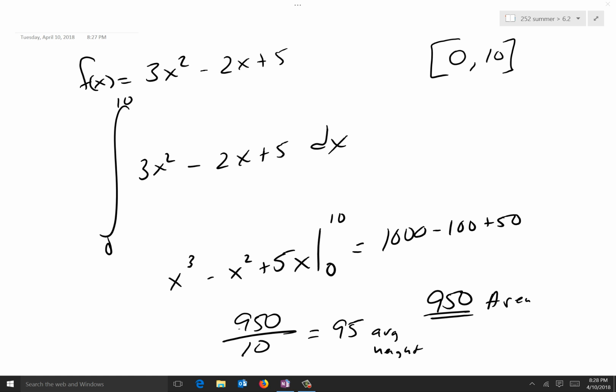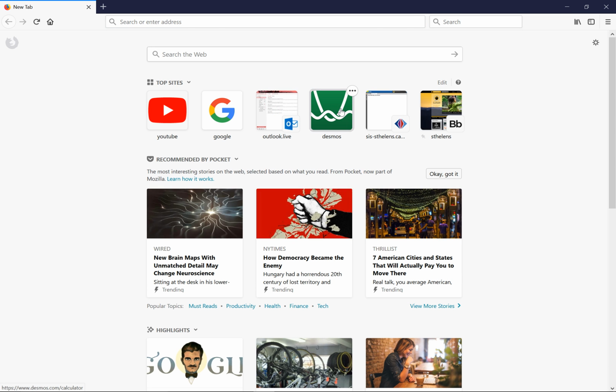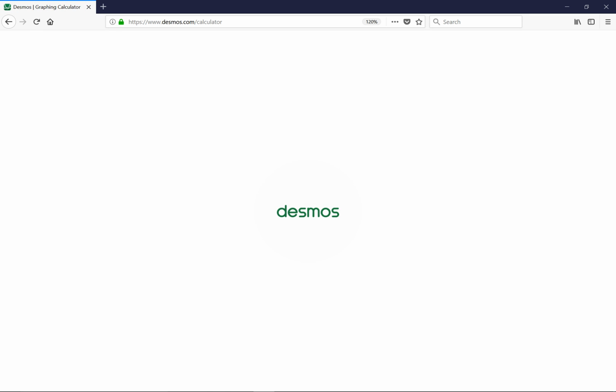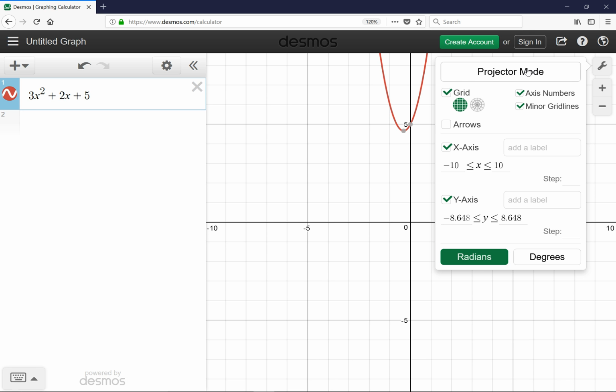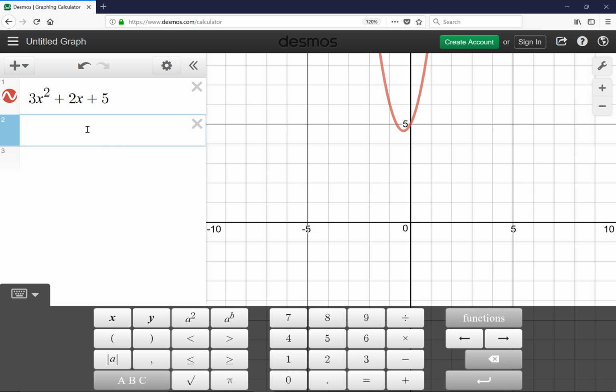Well, how do you know if you're right, Jay? That's a great question. Let's go see if Desmos can help us out here. Desmos. And let's type in the function. So it was 3x squared plus 2x plus 5. And let's make it projector mode. And while we're at it, let's put in x equals 0. Let's just put in these vertical lines. And let's put in x equals 10.